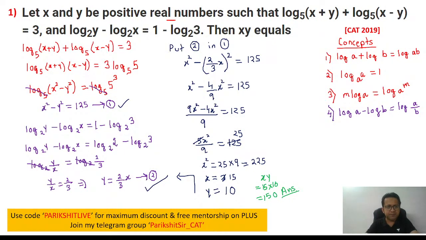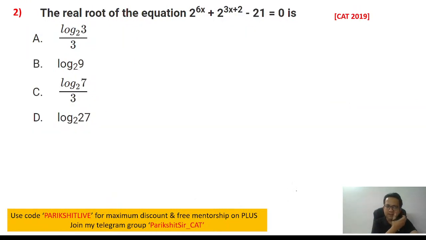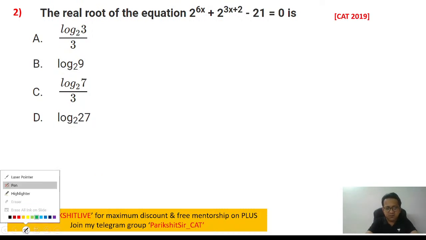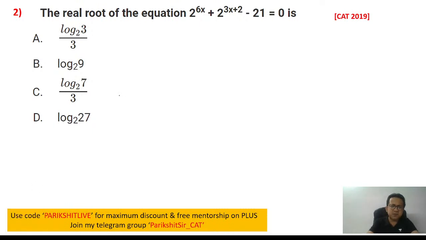Let's go to number 2. Okay, let's look at this. The real root of the equation. I see the expression, and then I see answer options are in terms of logarithm. Fine. So let's rewrite this. 2 to the power 6x plus 2 to the power 3x plus 2 is nothing but 2 to the power 3x into 2 square, minus 21 is equal to 0.